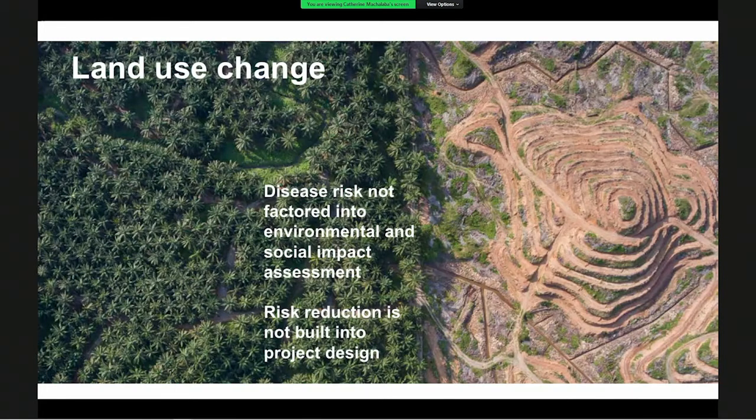I think that if we really prioritize assessing these risks ahead of time, we can very cost-effectively build risk reduction into project design. Some projects will look very different. The equation between the costs and benefits of a development project may shift when we think about disease risk, but we can really build in smart investments and make sure we're proactive and mitigating risk from the start.